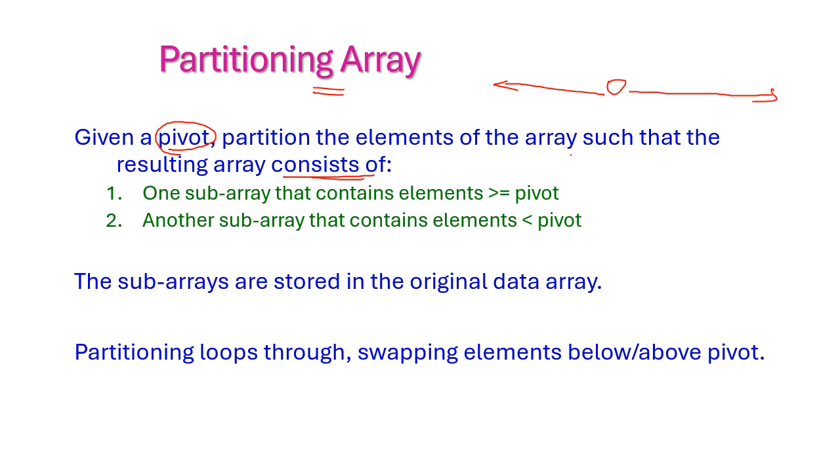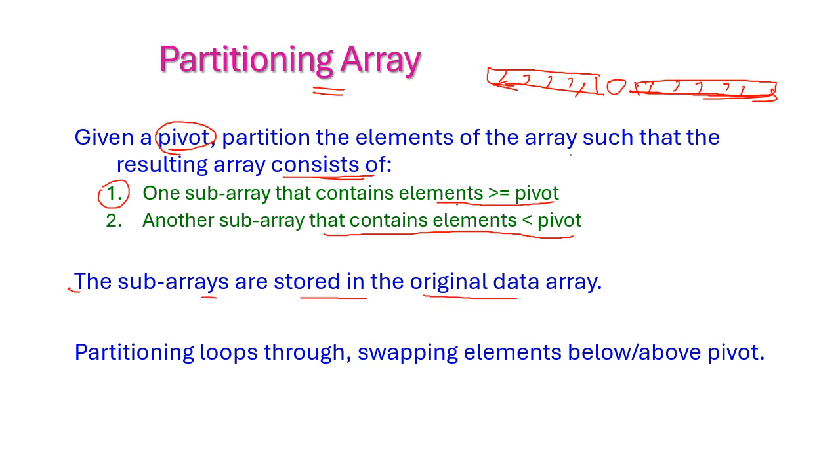The first one is the subarray that contains the elements greater than the pivot. The subarray which contains elements greater than the pivot will be moved to this side, and the data which is smaller than the pivot will be moved to this side. And the subarrays are again sorted in the original data array.